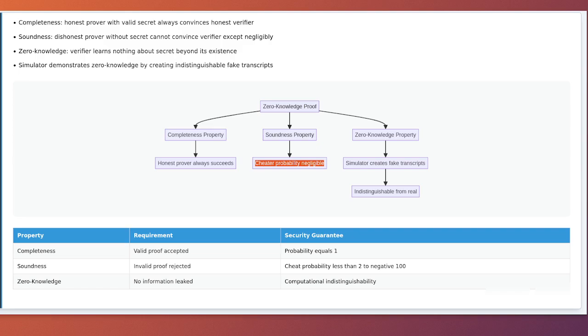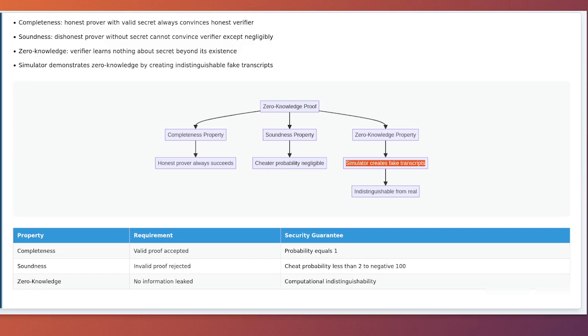Even if the verifier records the entire protocol execution and tries to analyze it later with unlimited computational resources, they cannot extract any information about the secret. The zero-knowledge property is often demonstrated through the concept of a simulator. If a simulator algorithm can produce transcripts of the protocol that are indistinguishable from real protocol executions, even without knowing the secret, then we've proven the protocol is zero-knowledge.